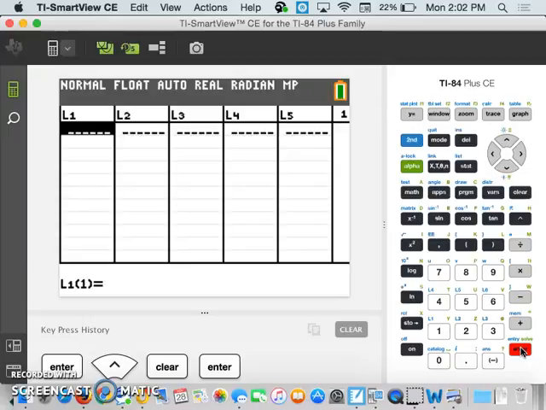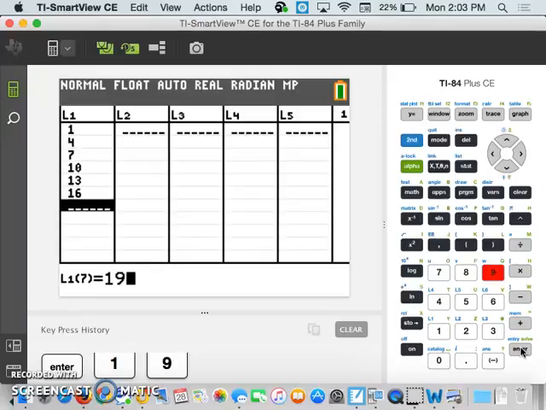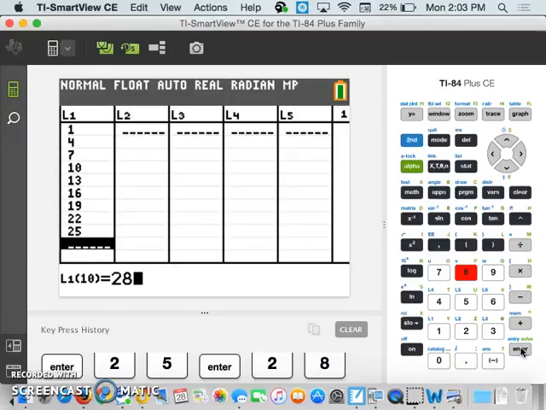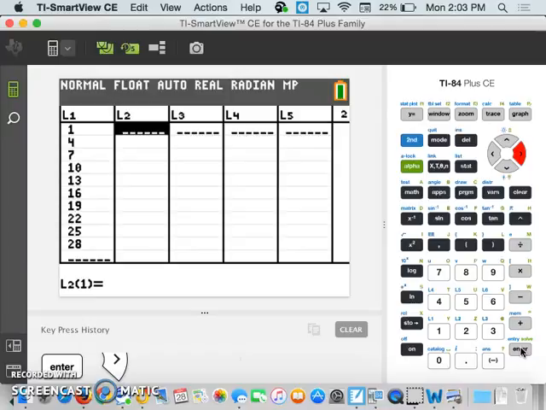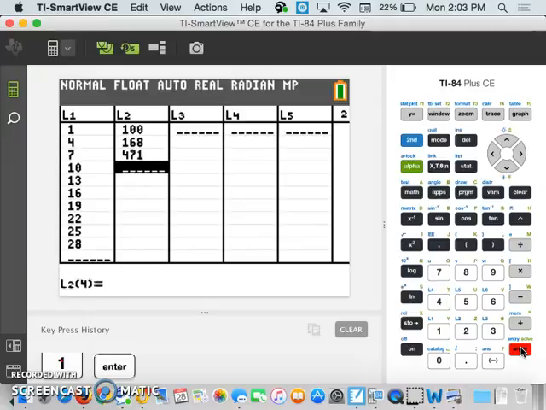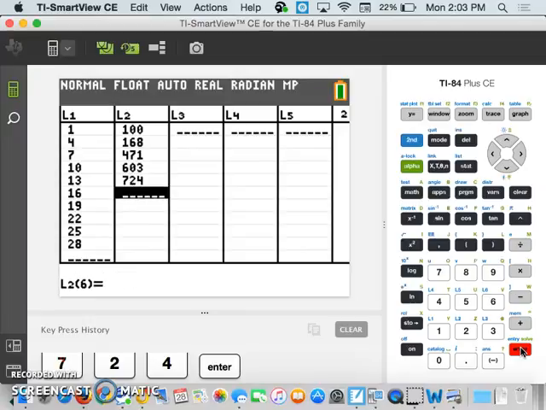So our list 1 is going to be the years since 1980. And then in list 2, these are going to be the number of cars in those years. And I'm pulling all this data from the table in the problem.